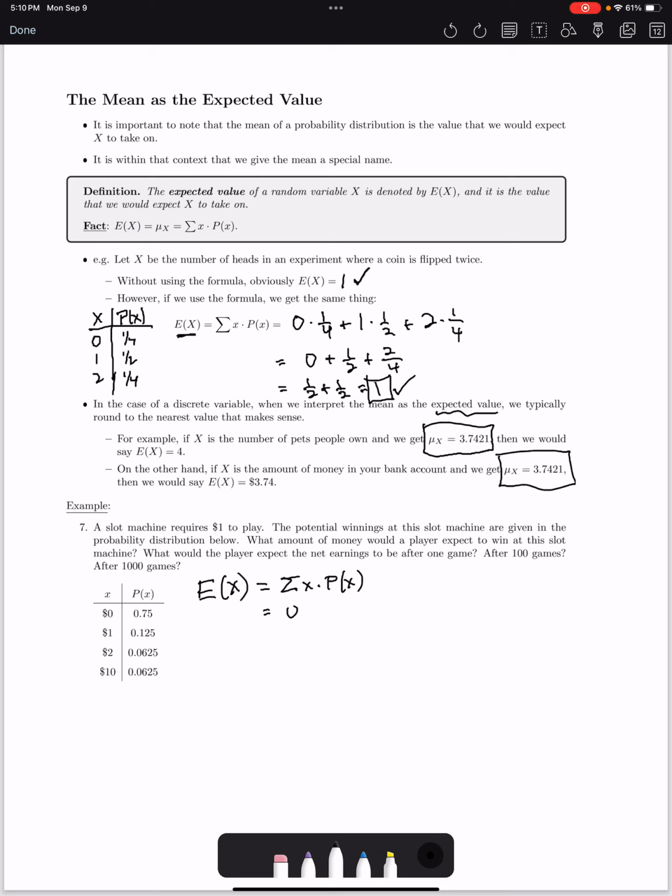That's going to be 0 times 0.75 plus 1 times 0.125 plus 2 times 0.0625 plus 10 times 0.0625. Okay, and go ahead and pause the video, pop that into your calculator. Let's see what we get. Okay, so I believe that comes out to 0.875.